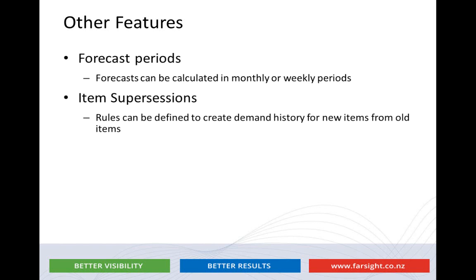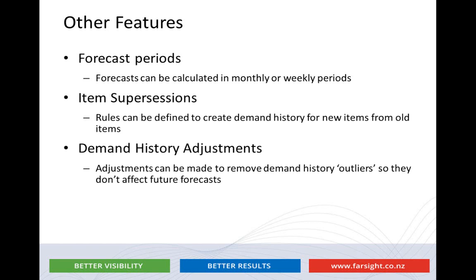Item supersession rules can be defined to automatically create demand history for a new item from one or more old items. Demand history for an item can be manually adjusted to correct it for unusual distortions in any period. A good example of this is where an item runs out of stock. If demand history is based on sales invoices, the history may have been unusually low in the stock-out period.